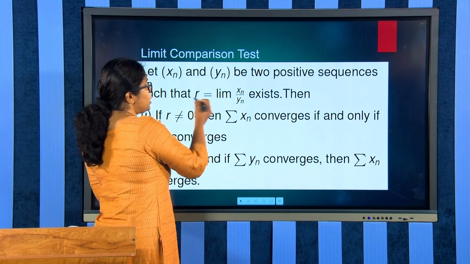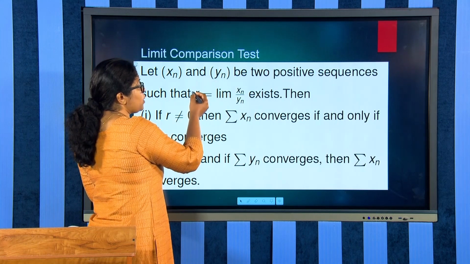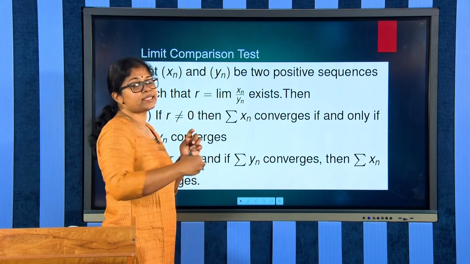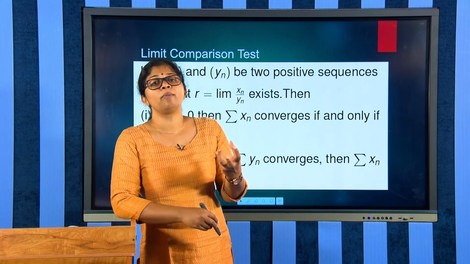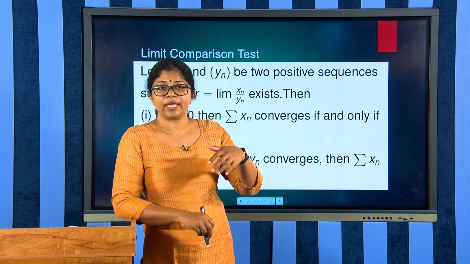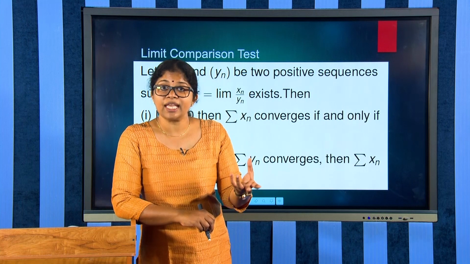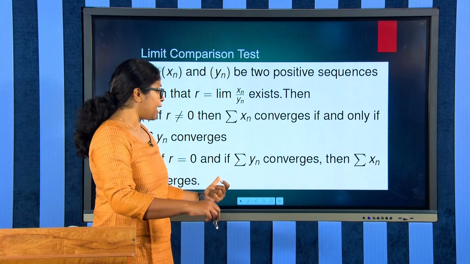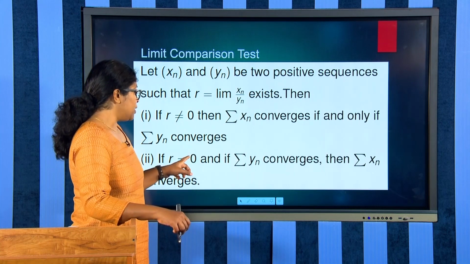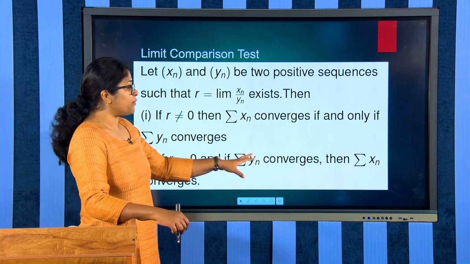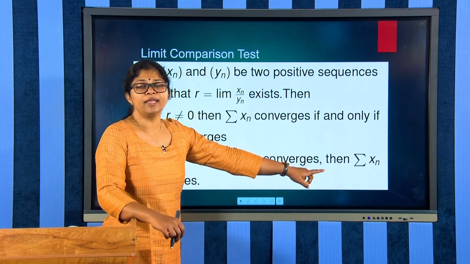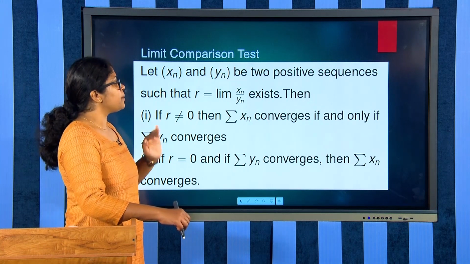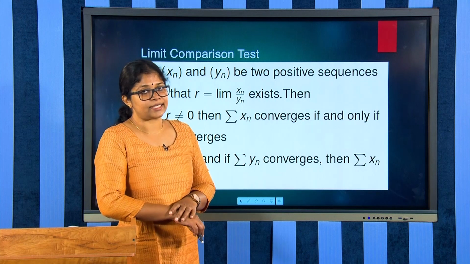So, if r happens to be equal to 0, then the ratio xn by yn is going to 0 as n tends to infinity, which means that the denominator is much heavier than the numerator. So, obviously summation yn is the larger sum compared to summation xn. So, it is something like the direct comparison test. If r is equal to 0 and if the larger series converges, then definitely the smaller series also converges. So, that is what is meant in the limit comparison test.